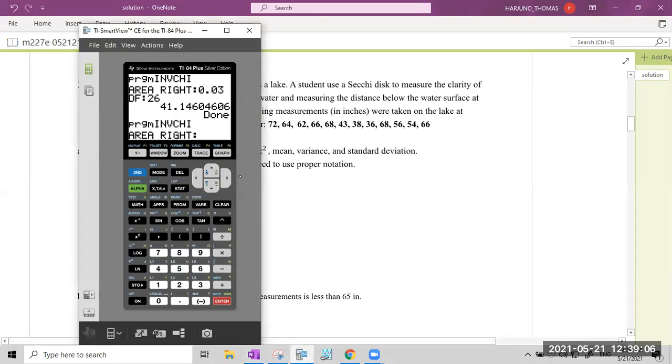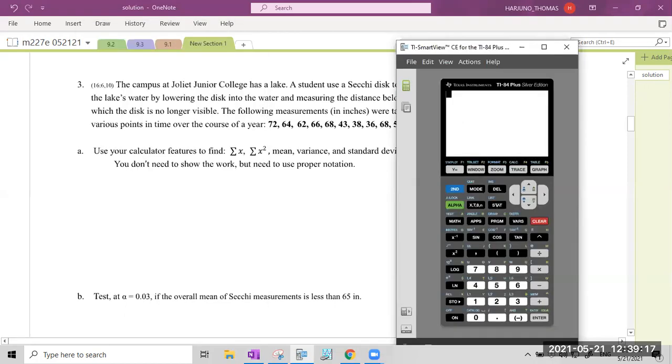Calculator time. Let's do part A. Let's go to edit. Oh, I have list 1, 2, 3 occupied there. So stats, clear list. List 1, list 2, list 3. I basically want to start new. And I will enter these numbers into list 1.